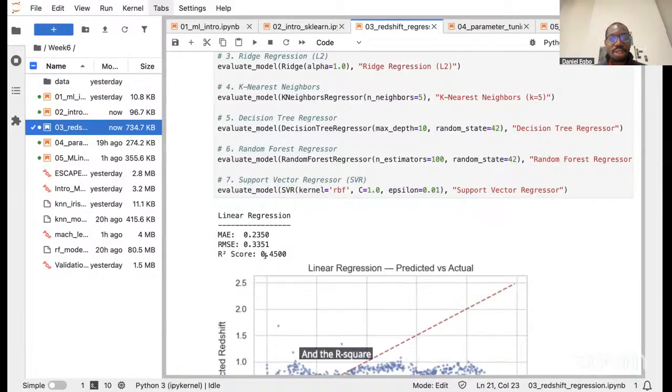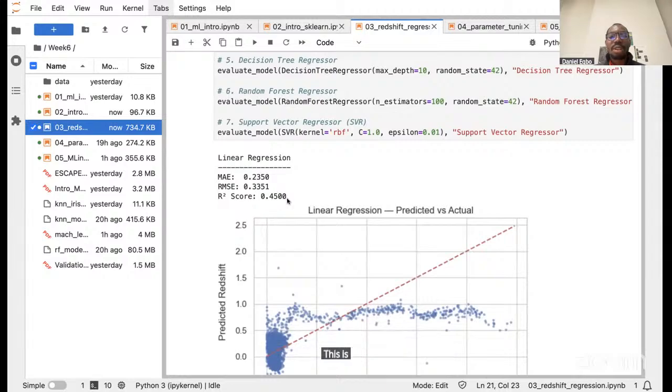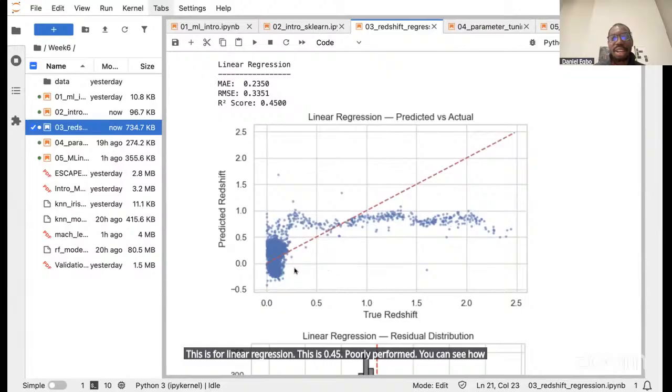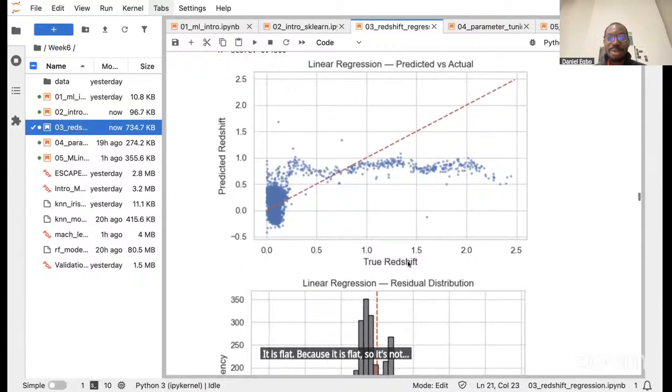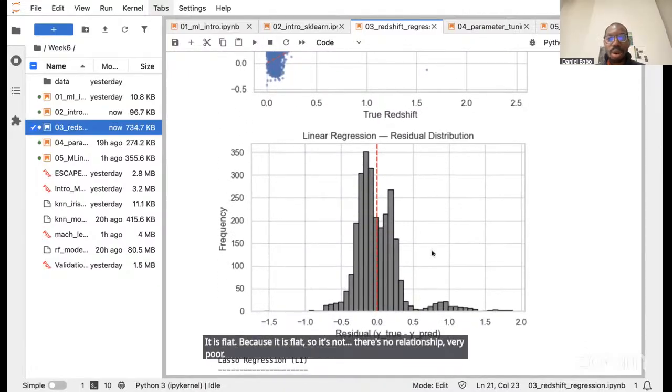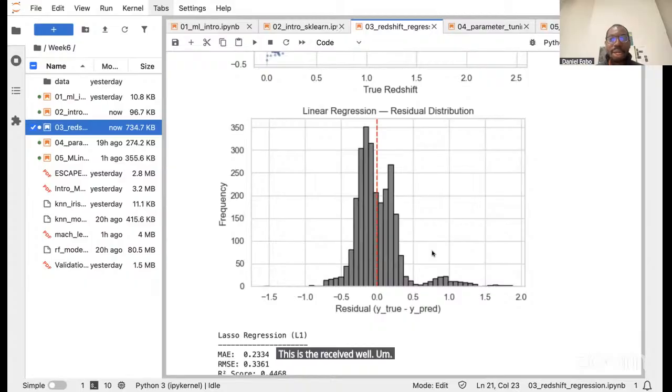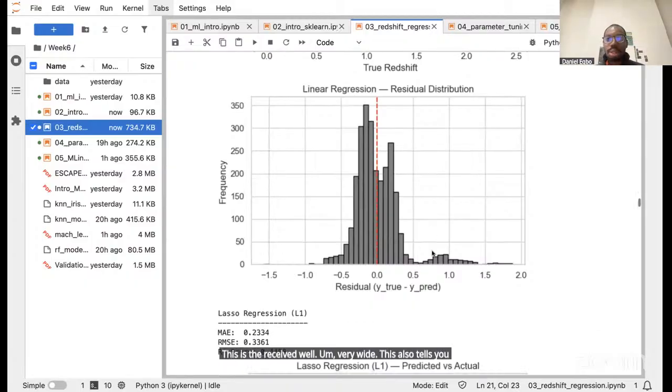Now, if you pay attention, this is for linear regression. This is 0.45. Poorly performed. You can see the true redshift, you can see the predicted redshift. You can see there is no relationship at all. It is flat. So it's no relationship. Very poor. This is the residual. Very wide. That also tells you that this is not doing quite well.